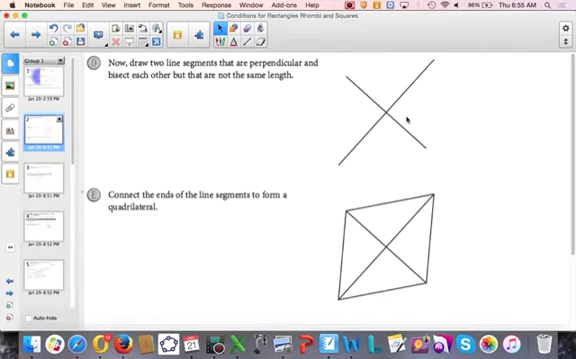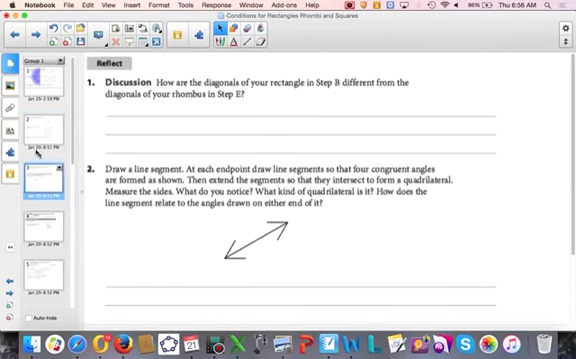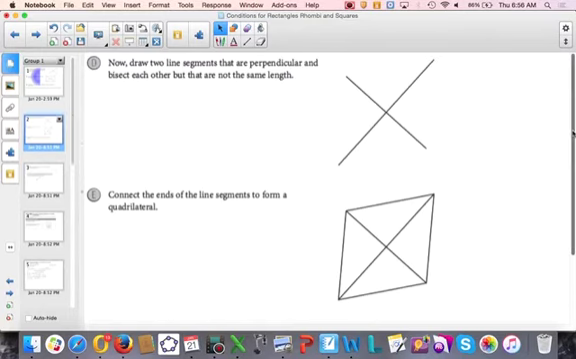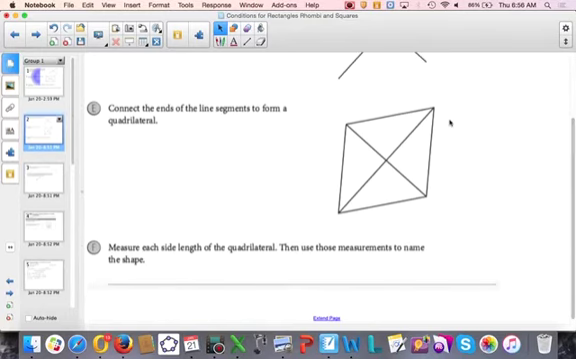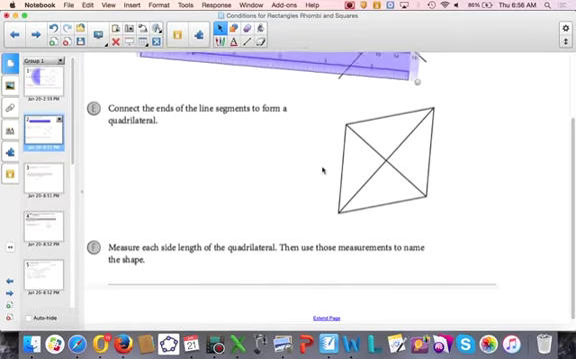In this activity, they have you drawing two line segments that are perpendicular and bisect each other, but are not necessarily the same length. And when we connect those dots, look at the figure that we end up with, and they say, here we go, measure each side length of the quadrilateral. Okay, so let's get my handy dandy ruler here.